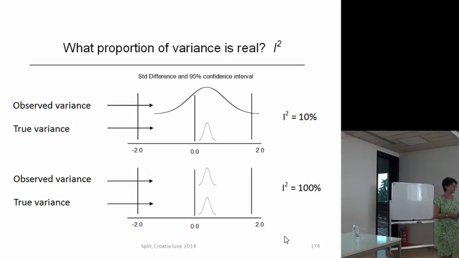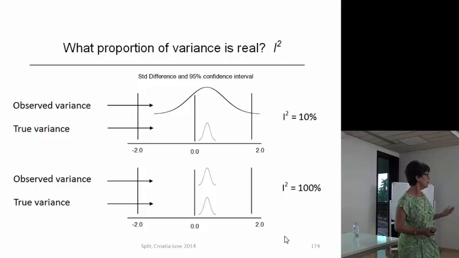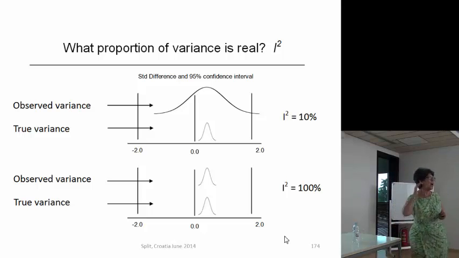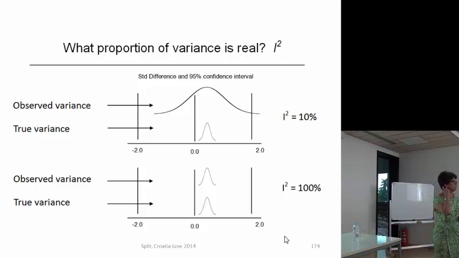I-square answers the question, what proportion of this observed variance that I found is actually true between study variance? So if the p-value asks, is there any actual true between study variance, I-square says, how much of the variance is true between study variance? Okay? So not from is there any or not to how much of what I see can be attributed to true differences between studies. Okay?